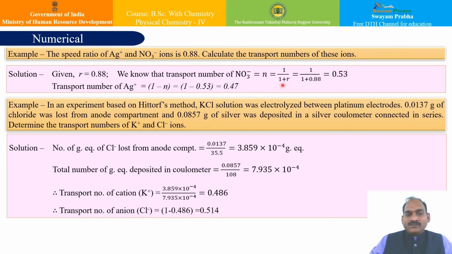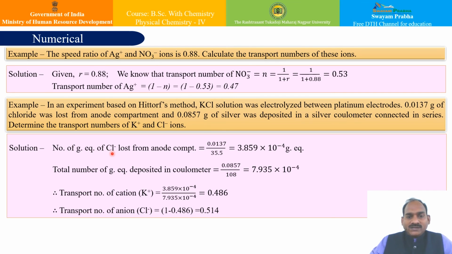So I can very easily calculate the transport number of cation and the transport number of anion using the speed ratio values. If I know the speed ratio, I can easily calculate both. So if a numerical is given with the speed ratio, I do not require the transport number of the individual cation or anion; I can calculate them individually from the speed ratio.